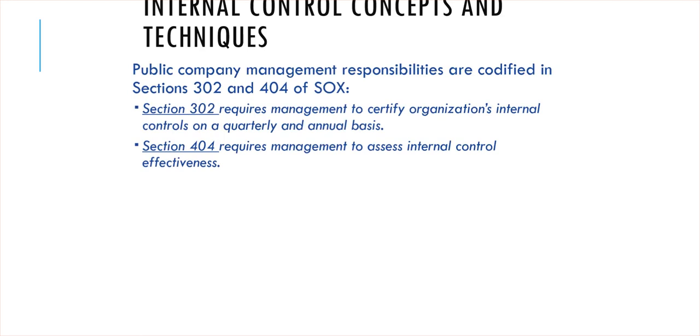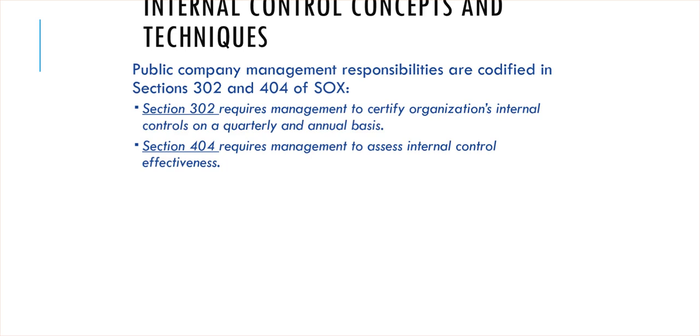And 302 and 404, as I mentioned previously: 302 requires management to certify on a quarterly and annual basis. 404 requires management to assess internal control effectiveness. This assessment of internal control effectiveness is testing. We have certain objectives we want to meet. We have certain controls in place that should address the risk that our objectives are not being met. Do the controls work? Let's test them. Let's see if they work.